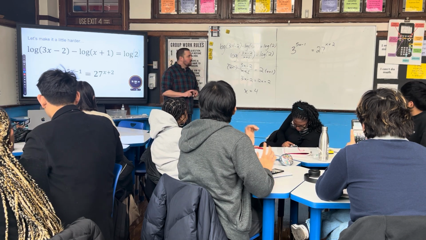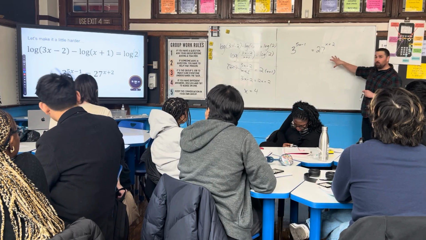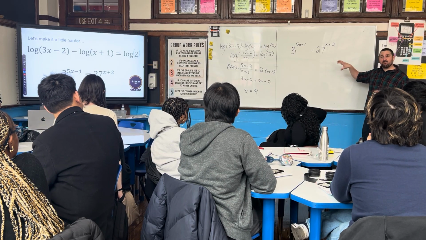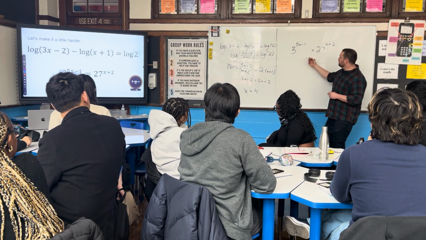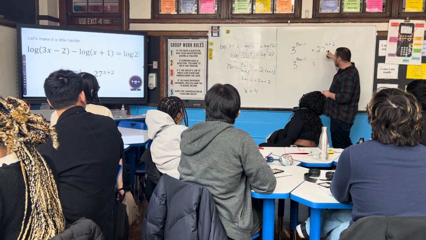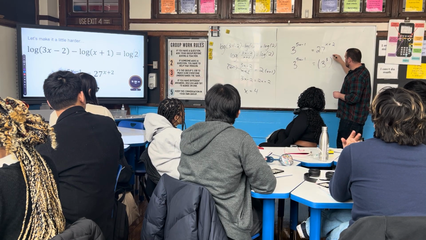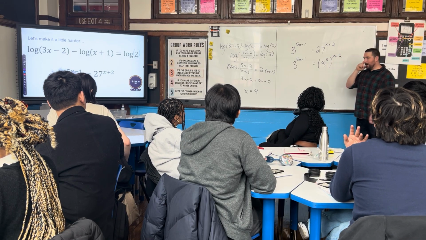It works. So, here's what we can do. We can modify one of the two sides to have the same base as the other side. So this stays as 3 to the power of 5x minus 1, and it's going to equal, as Lexi said, 3 to the power of 3 to the x plus 2.